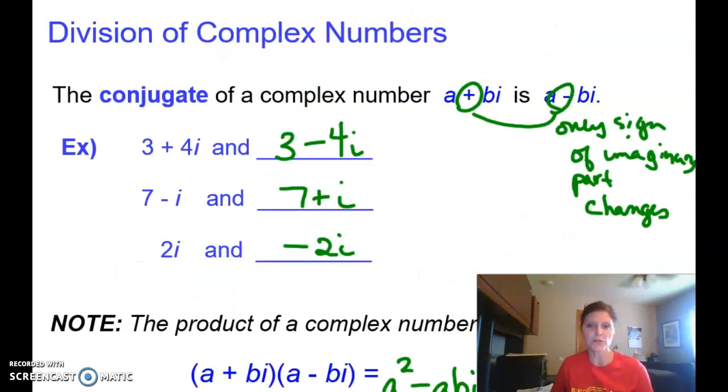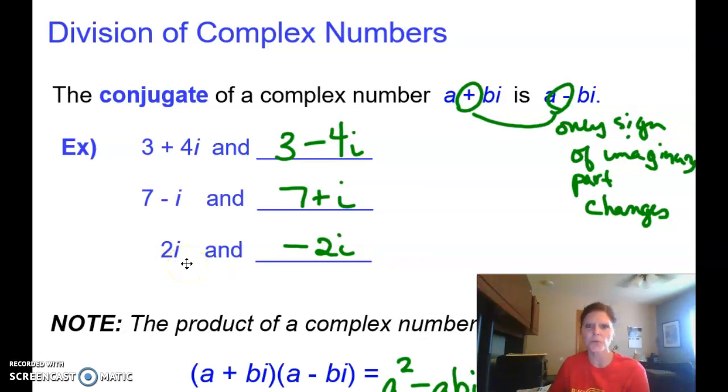Before we can do the division, I need to talk about something called the conjugate. A conjugate of a complex number means basically you change the sign of the i term. That's it. Don't overthink it. So if it says 3 plus 4i, the conjugate is going to be 3 minus 4i. If it's 7 minus i, then my conjugate is going to be 7 plus i. If I'm only given the i part, then I still change the sign. So the conjugate of 2i is negative 2i.